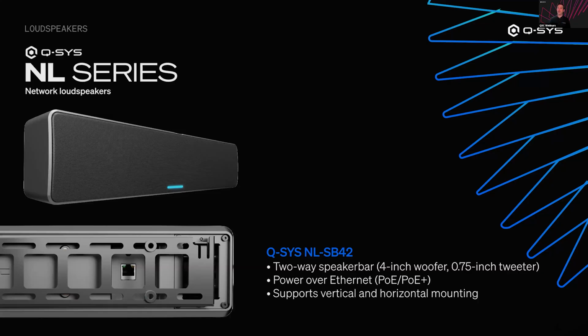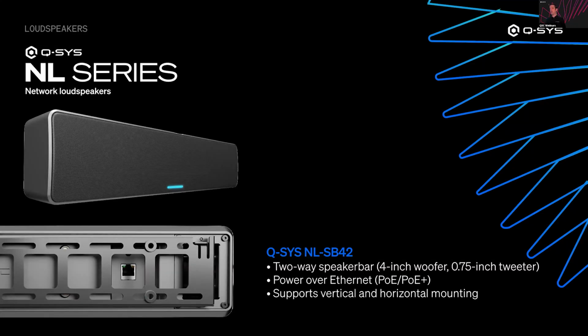We're going to go ahead and use our NL series speaker bars. So again, it's a 2-way bar, completely PoE powered. You can mount it. It comes with its own mounts and everything. You can either mount it vertically on the sides of a display or horizontally under. Either way, you can do a pair of them if you want to do stereo. They work really well.